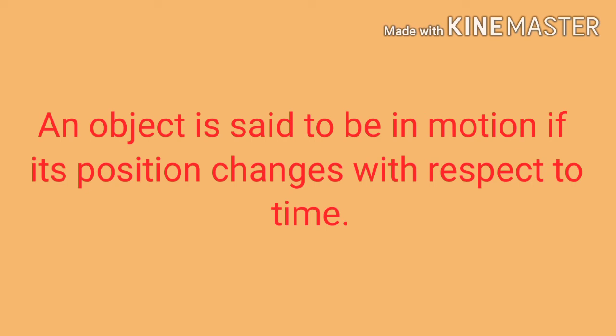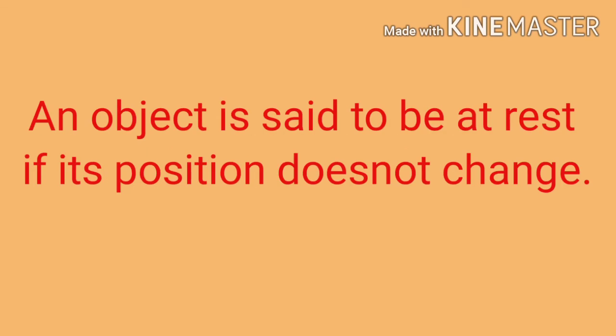When you came back from school, you saw the car was outside the gate or near the road. So that means the car changed its position, which means the car is in motion. If the position of an object is changed, then it is in motion.